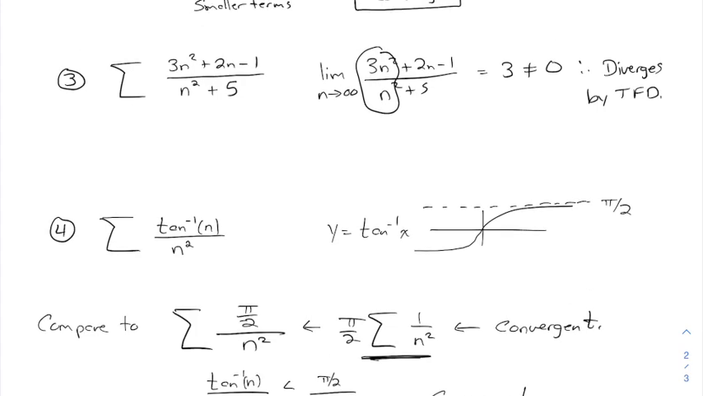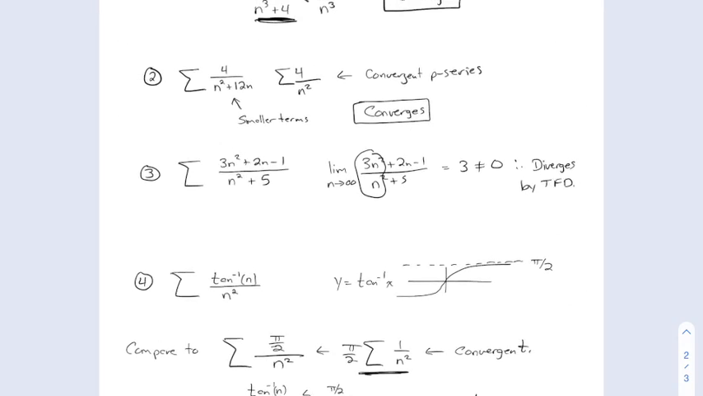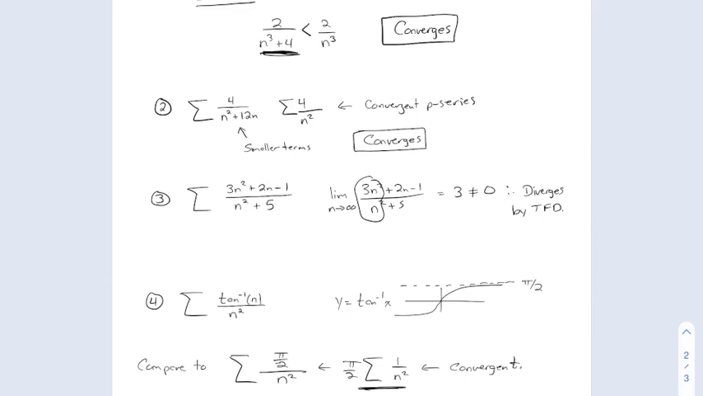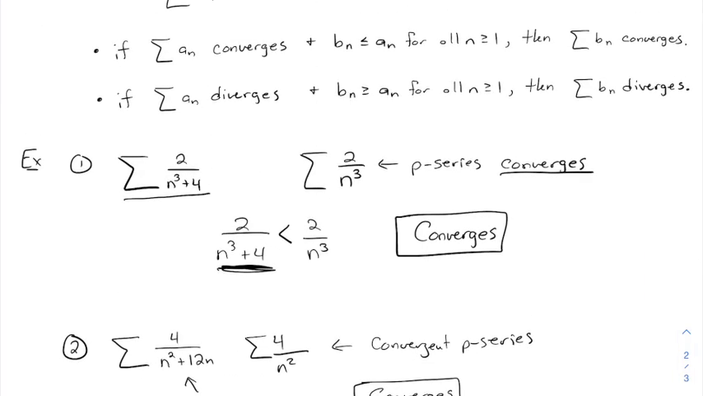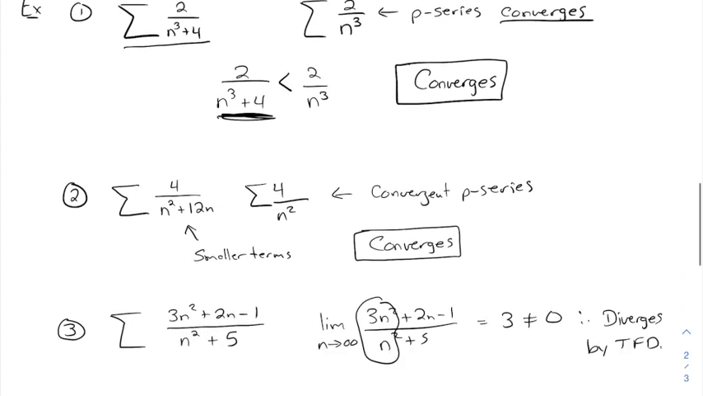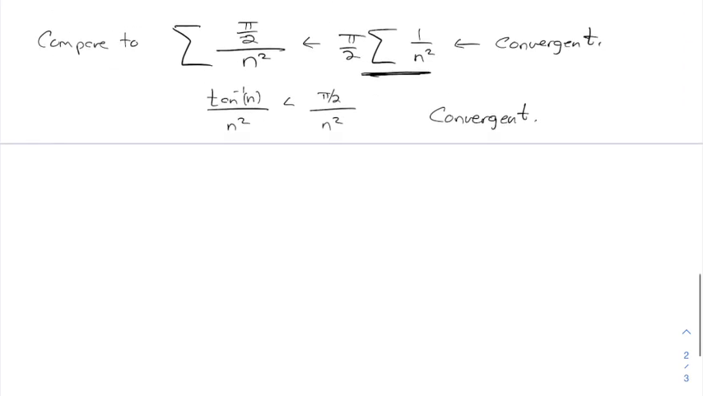Now, on all 4 of these examples, we sort of lucked out in that the inequalities went the correct directions. Notice up here, if the known series converges and your inequality works out, then the new series converges. If the known series diverges and the inequality works out, then the new series diverges. What if that inequality doesn't work out? Well, if the inequality doesn't work out, that's when you need to use the limit comparison test.